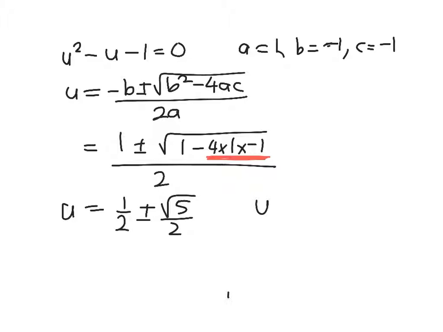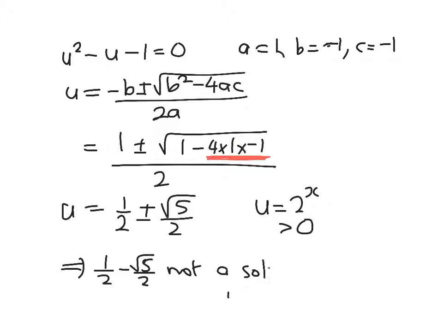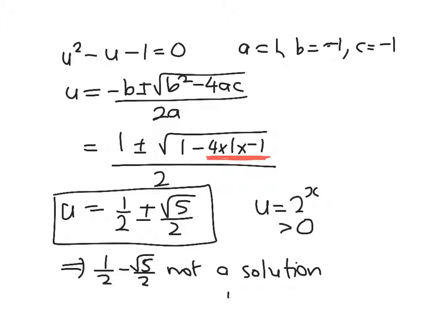But we know that u is equal to 2x, and 2x is strictly positive. So 1/2 minus the square root of 5 on 2 is not a solution. So we're just going to keep going with the positive solution to that equation. We've got a little bit of work to do yet. So we're going to ditch the negative and keep on going.